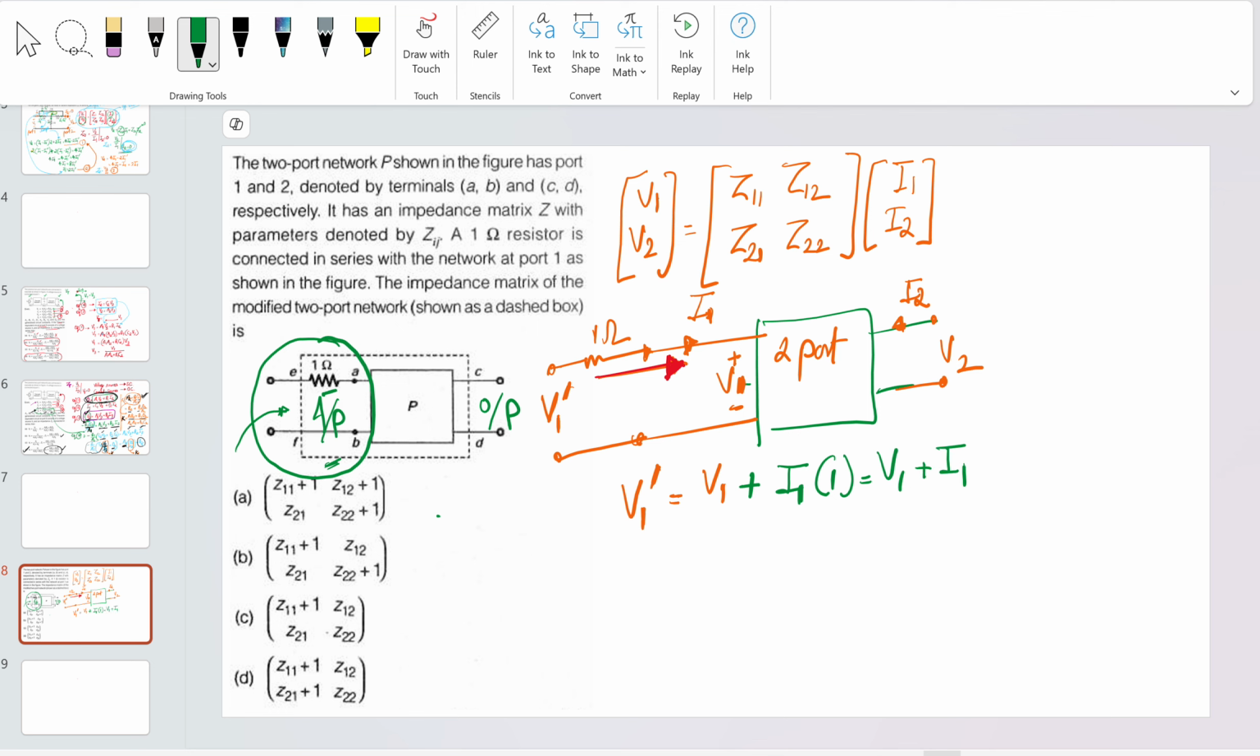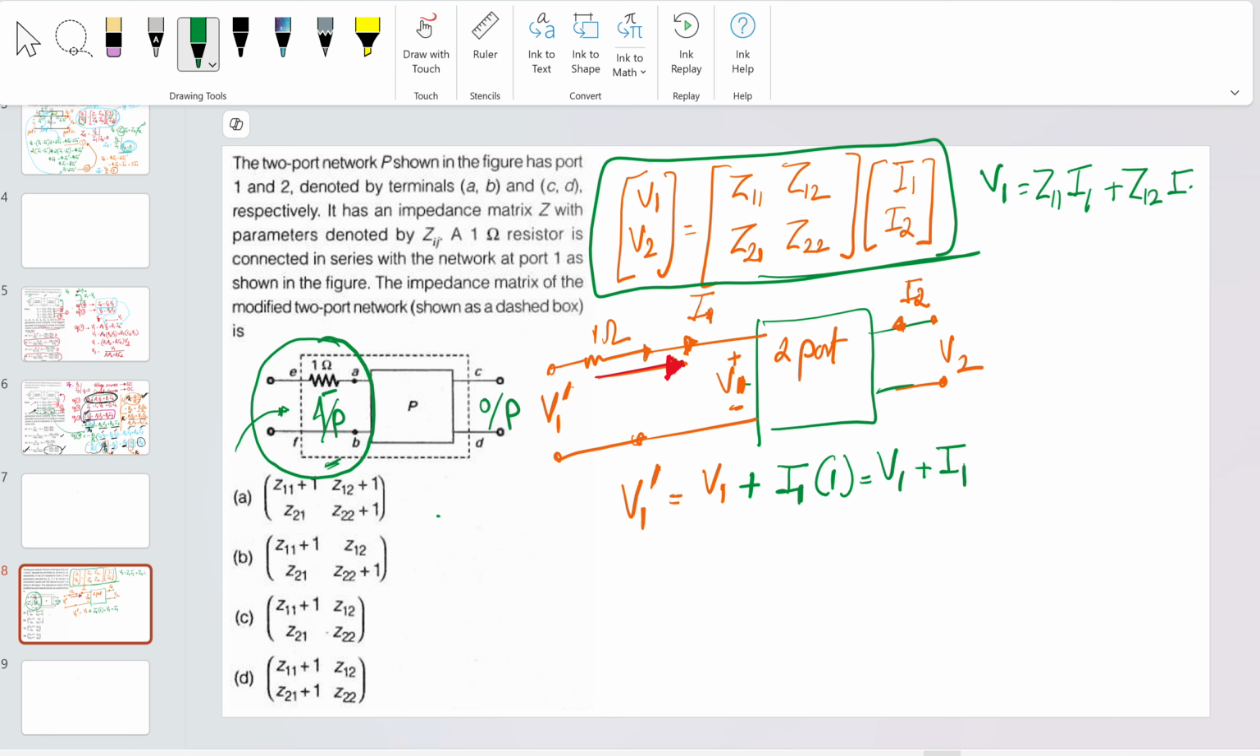Okay. And we already have the two equations from this matrix. V1 is equal to Z11 I1 plus Z12 I2. Okay. So this is the first equation, equation number one. And what is the second equation? V2 is equal to Z21 I1 plus Z22 I2. Okay, so this is basically the second equation.